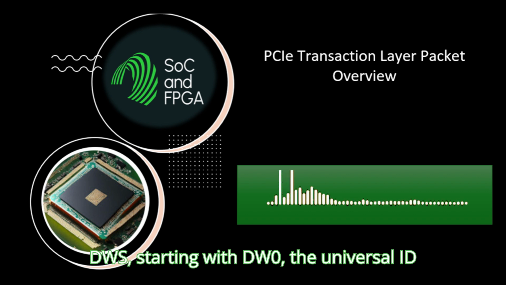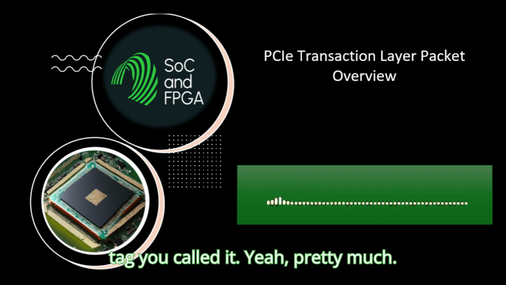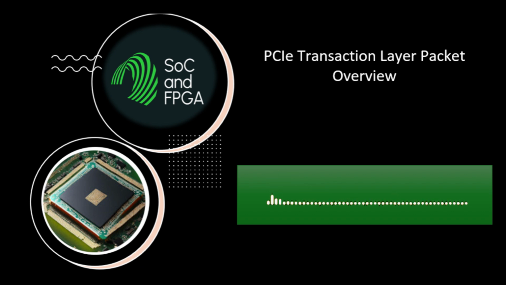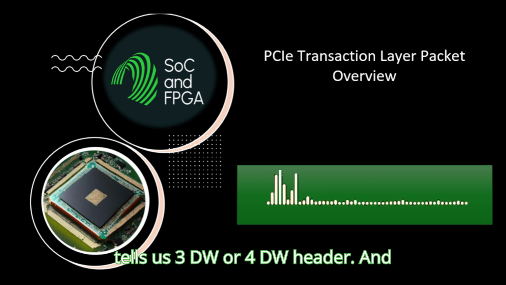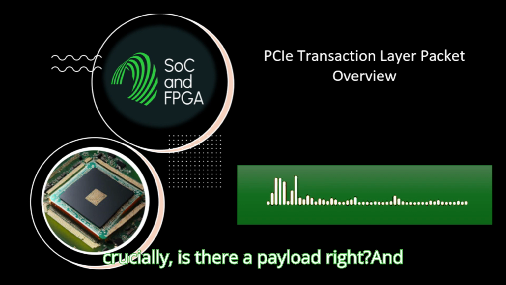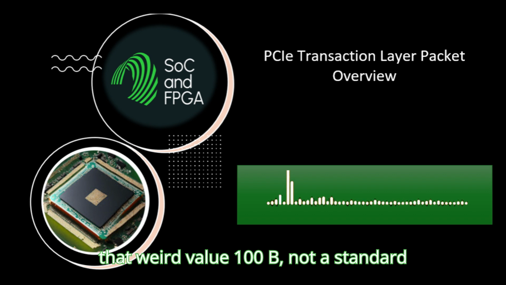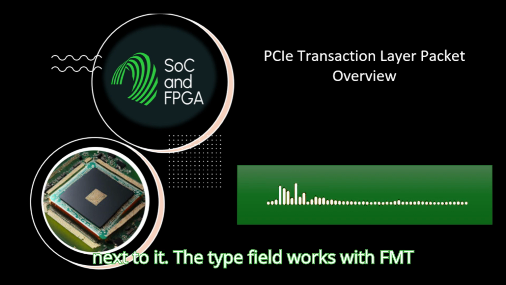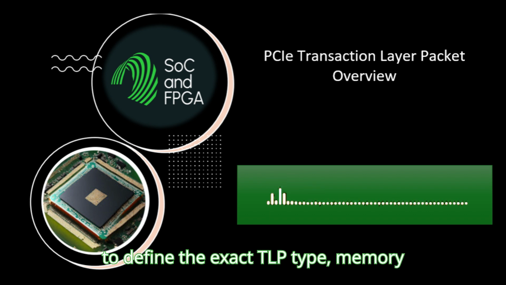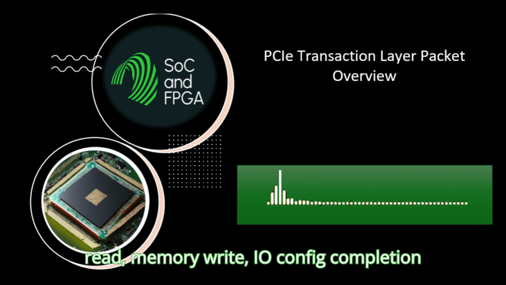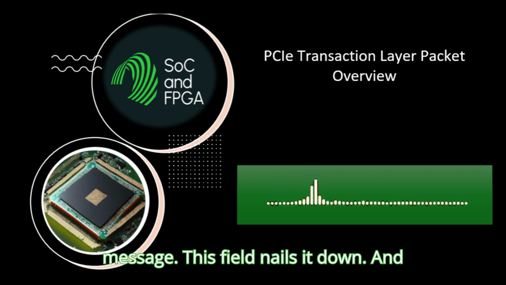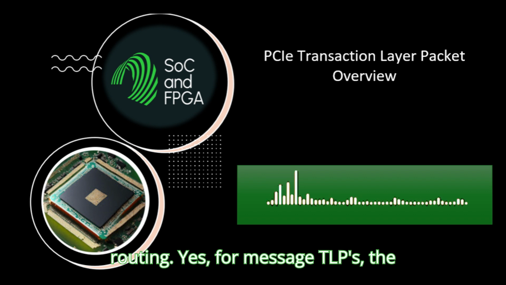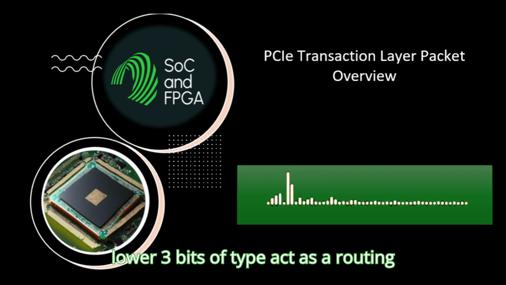Let's break down those DWs, starting with DW0, the universal ID tag, you called it. Yeah, pretty much. First up, the format field, FMT, tells us 3DW or 4DW header, and crucially, whether there is a payload. Right. And that weird value, 100B, is not a standard header. No, that's the flag for a TLP prefix, something we'll get back to. Okay. Right next to it, the type field works with FMT to define the exact TLP type. Memory read, memory write, IO, config, completion, message. This field nails it down. And for messages, the lower bits are for routing. Yes, for message TLPs, the lower 3 bits of type act as a routing subfield.